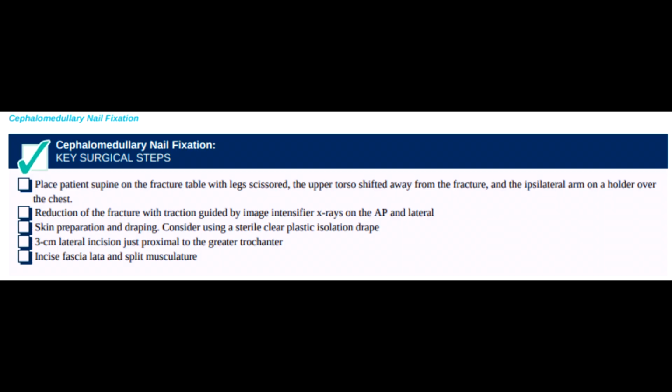Traction is applied to aid in reduction, and the quality of alignment is checked with the image intensifier in both AP and lateral views. A 3 cm lateral incision is made just proximal to the greater trochanter. The fascia lata is incised and the musculature is split to expose the tip of the greater trochanter.